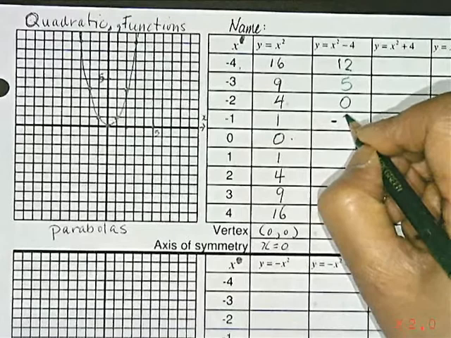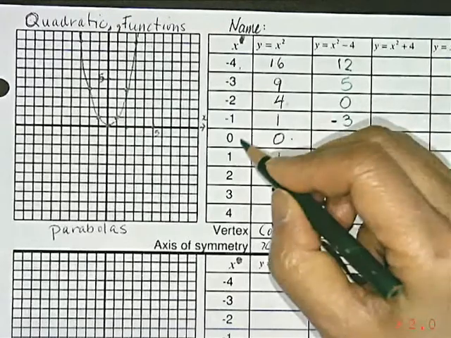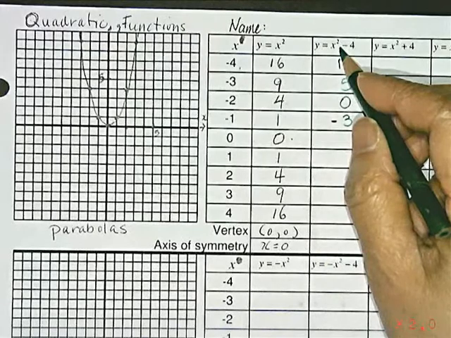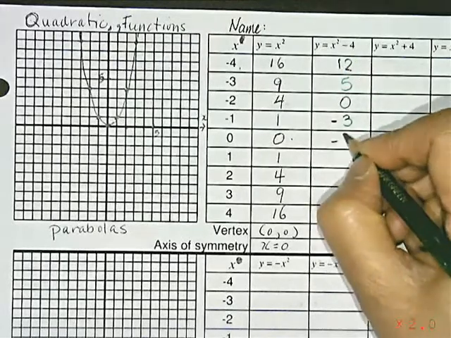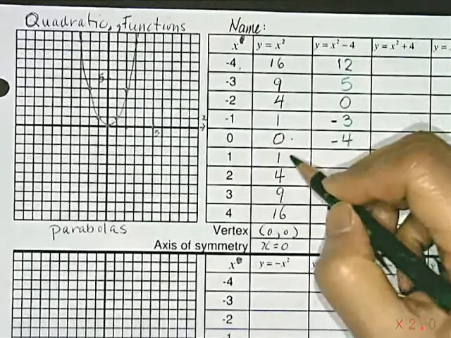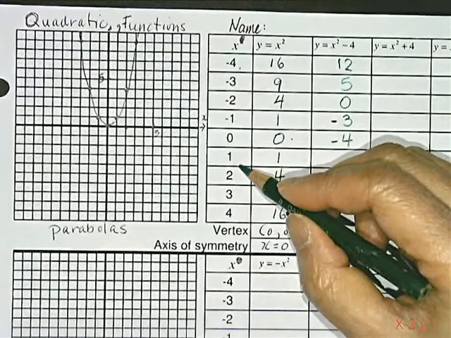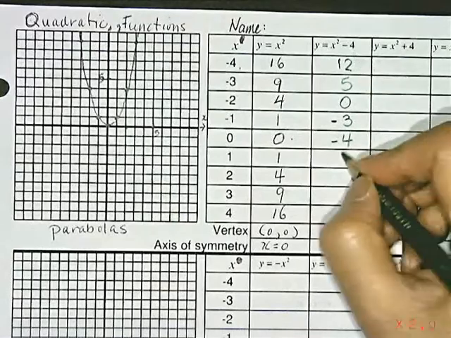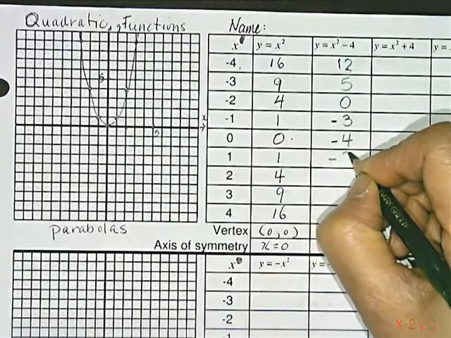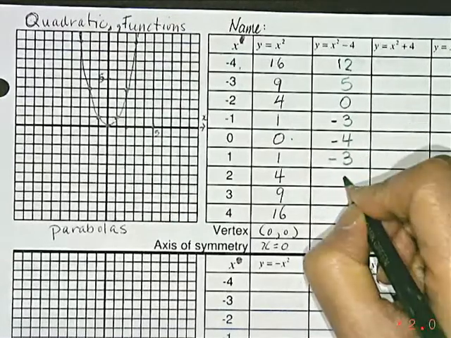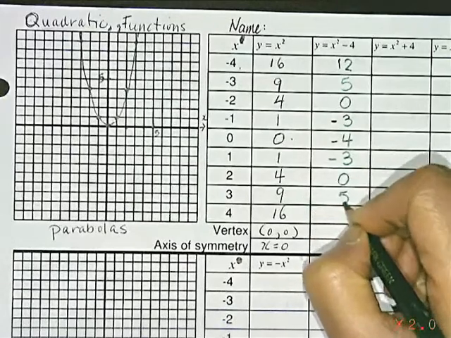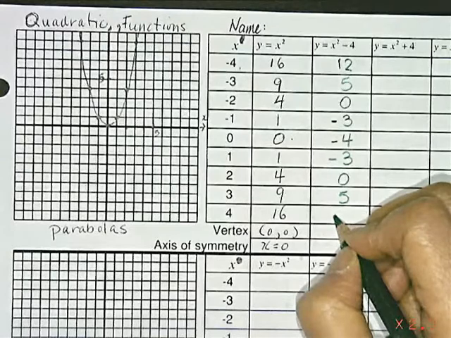Watch your signs. If x is 0, if I square it, it becomes 0, and then take away 4 is -4. If I look at x equals 1, and I square it, it gives me the 1. Then I must take away 4, so that's -3. 4 take away 4 is 0. 9 take away 4 is 5, and 16 take away 4 is 12.